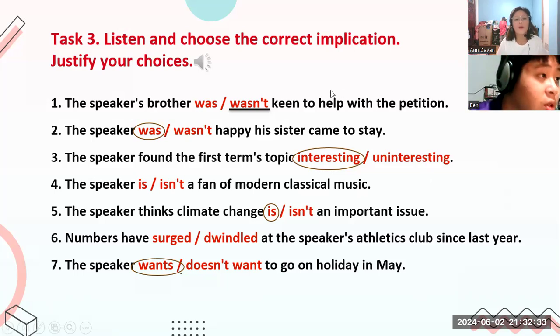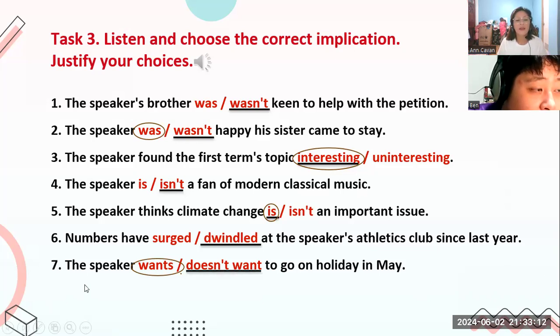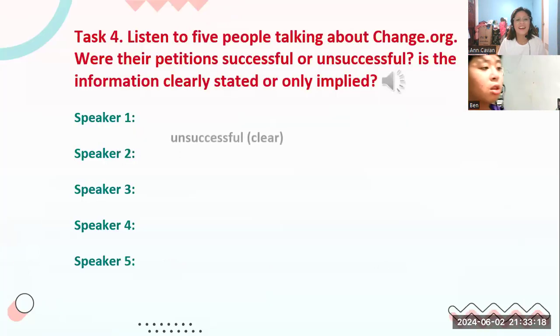Okay, so the speaker's brother wasn't happy his sister came to stay. The speaker found the first term's topic interesting. The speaker is or isn't fond of modern classical. It's not fun. The speaker thinks climate change is an important issue, and numbers have dwindled at the speaker's athletics club since last year. And the speaker does not want to go on holiday in May. Okay, very good. Okay, so this one.